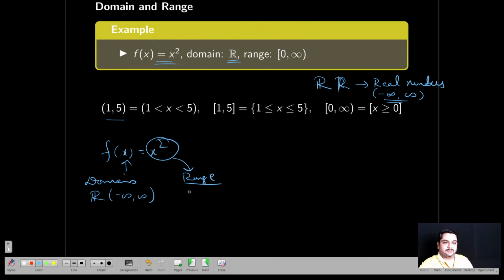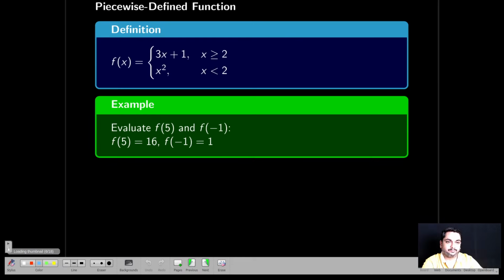So how will you write it? Range is not R because there are no negative values included. It can take 0. If I put 0 here, it can take 0, and then infinity. Okay, 0 is included. That is why it is this bracket. So that is the range. This is how you have to identify the range for a given function. That is very important when we solve many problems.